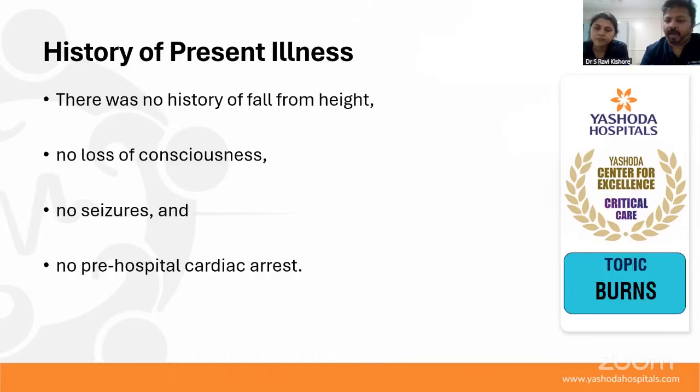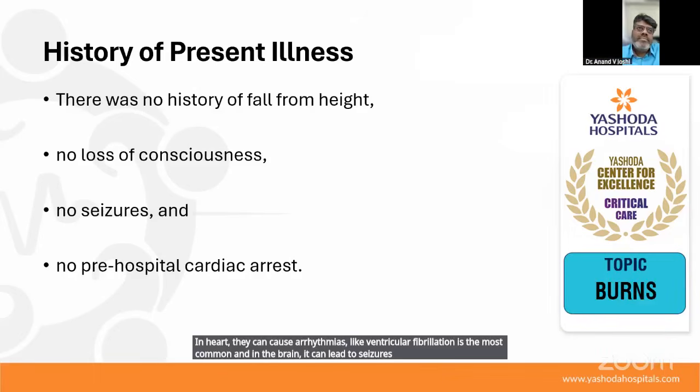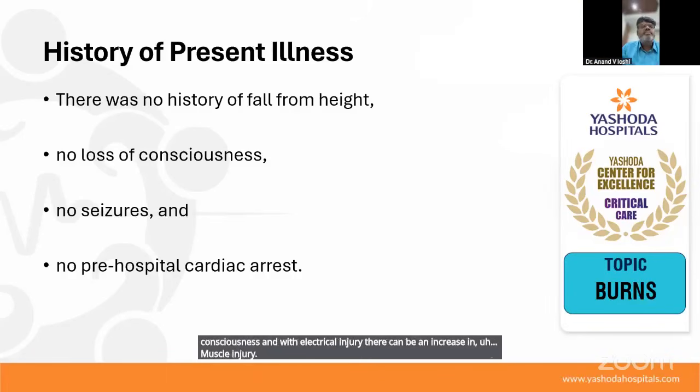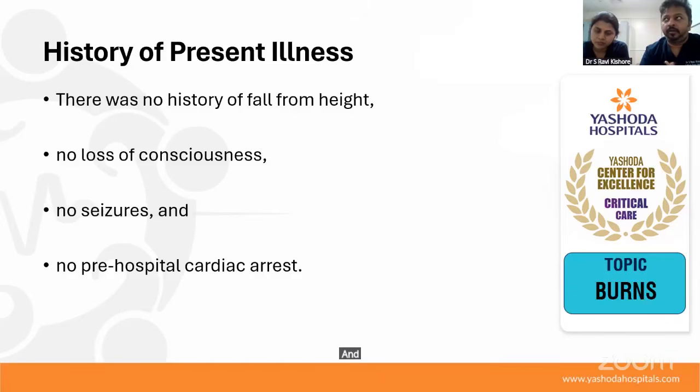Sir, in the heart, they can cause arrhythmias, like ventricular fibrillation is the most common. In the brain, it can lead to seizures and there can be a loss of consciousness. With electrical injury, there can be an increase in muscle injury, leading to myoglobinuria, precipitating in tubules and leading to AKI.